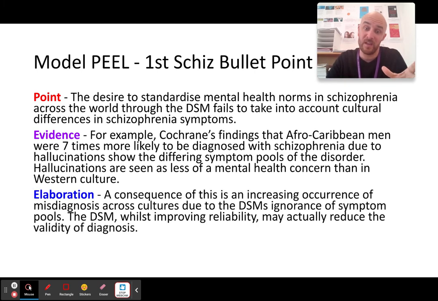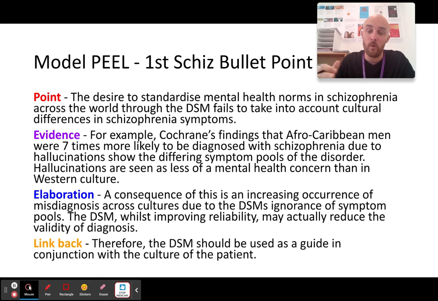Well, a consequence of this is an increasing occurrence of misdiagnosis across cultures due to the DSM's ignorance of symptom pools. The DSM, whilst improving reliability and trying to keep it consistent across cultures, may actually be reducing the validity of diagnosis. And therefore, the DSM should be used as a guide in conjunction with the culture of the patient.